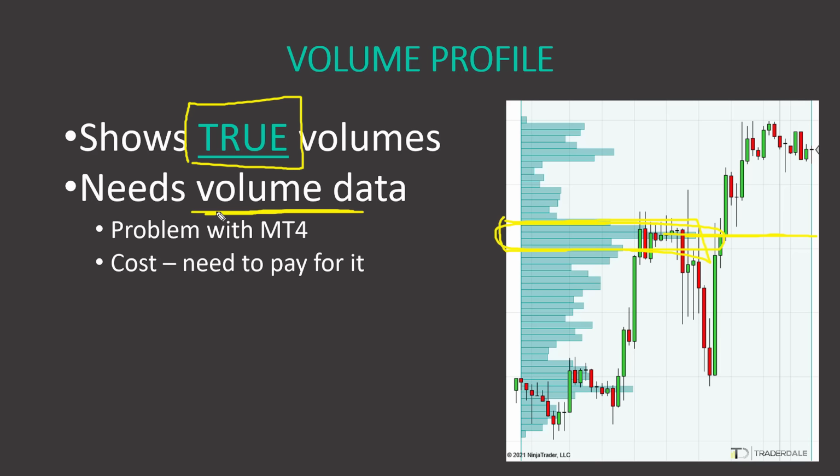Sometimes this can be a problem, usually with MT4 brokers, MetaTrader 4 brokers, as those usually don't give you volume data or just a very limited amount of volume data. And also another problem associated with getting volume profile data is the cost of it, because sometimes you just can't avoid paying for this volume data.